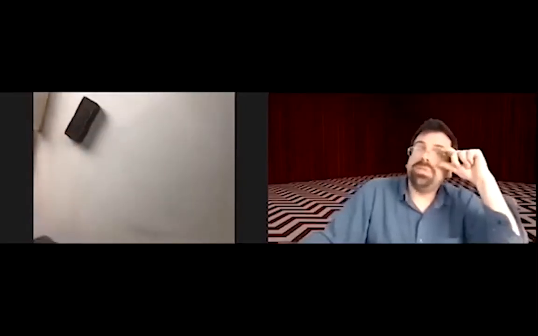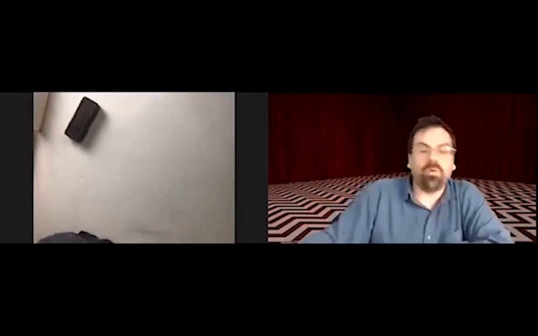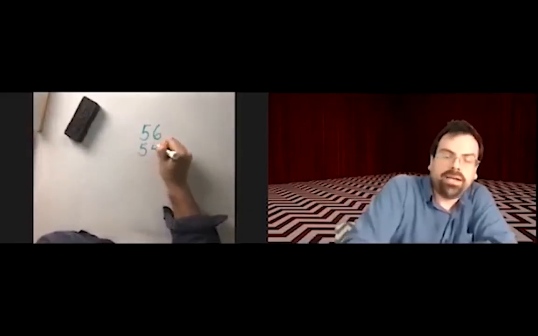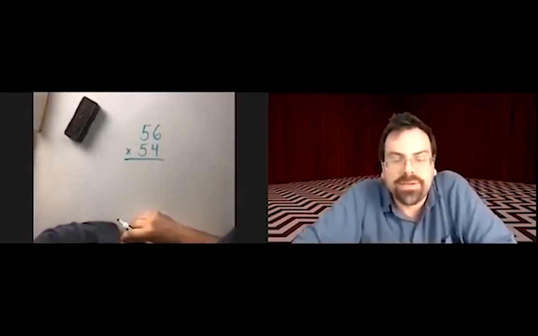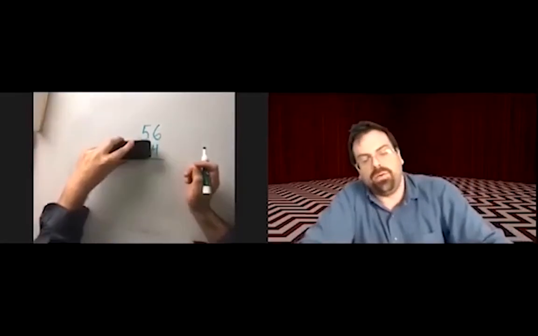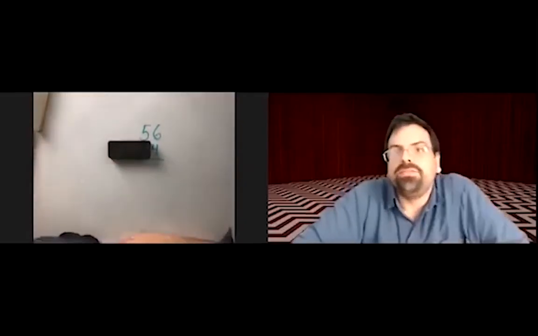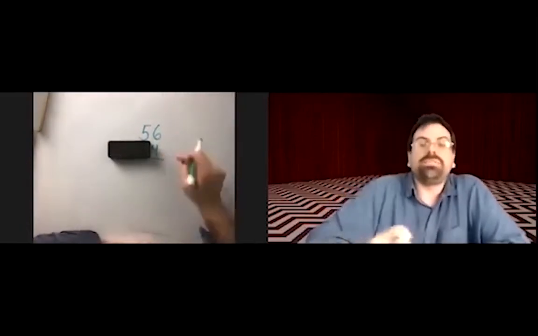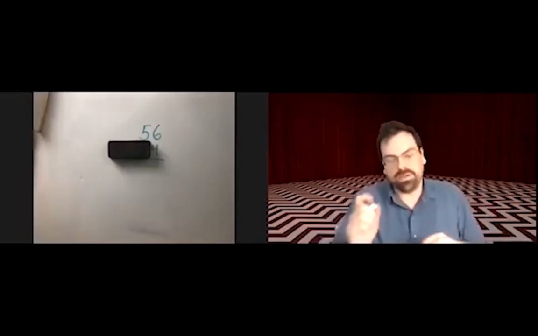Okay, let's complicate this now. Instead of multiplying by a 1-digit number, we're going to multiply by a 2-digit number. Here's the rules for this. Ignore anything but the first column on the bottom and do this problem first. Do 56 times 4 first.